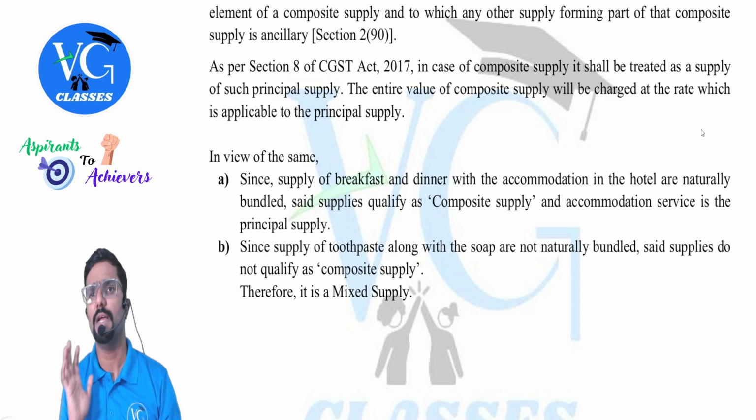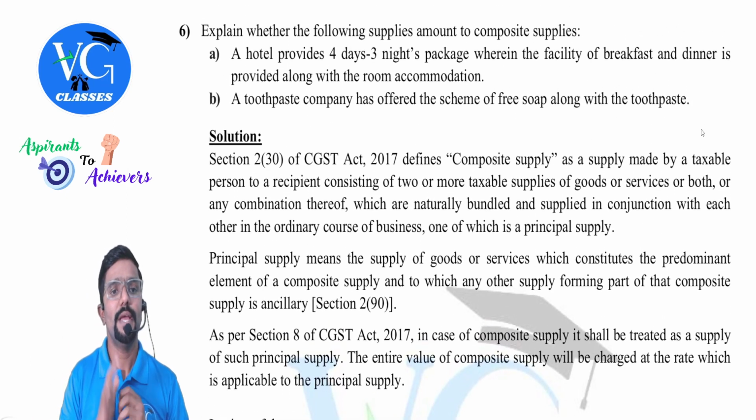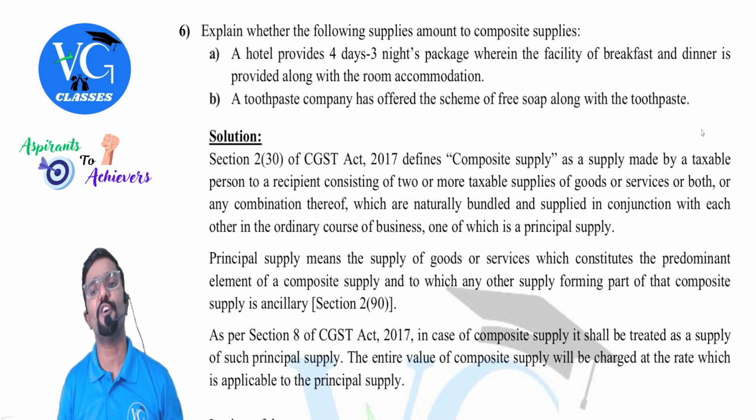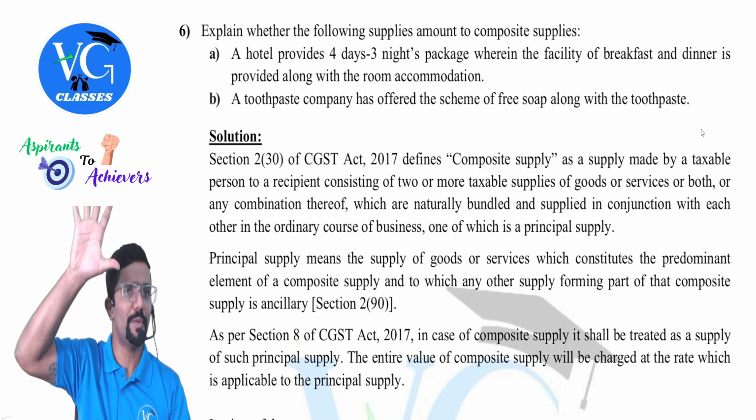Okay. We have told the applicable provision. Now let us go and read what they have given. A hotel provides a 4 days, 3 nights package wherein the facility of breakfast and dinner is provided along with room accommodation. Means they are charging per day, assume 5,000 rupees.